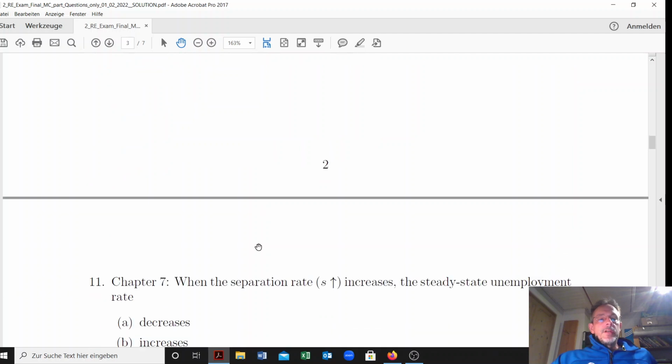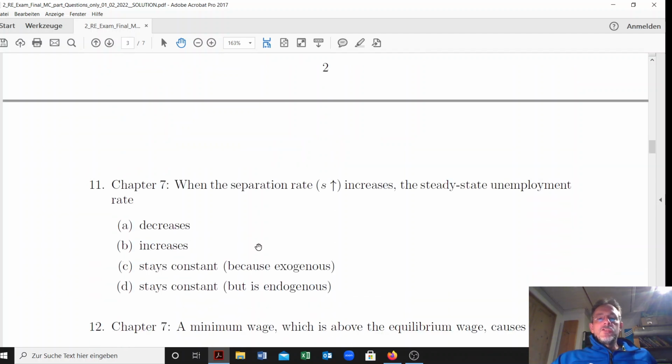Question number 11. When the separation rate increases, the steady state unemployment rate will increase. This is a negative effect on the labor market. So the companies are laying off more people. The separation rate increases, and therefore the steady state unemployment rate will increase.